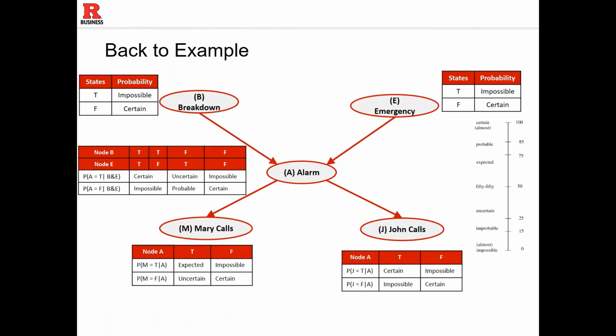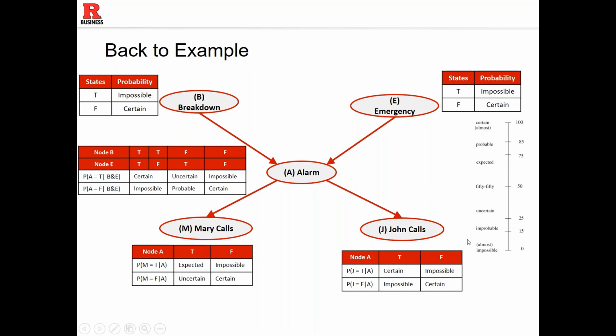So again, back to our example, originally we had numerical values in here, but instead of those numerical values, now we have these ranges. So instead of numerical values, you have this verbal connotation, using this elicitation scale.